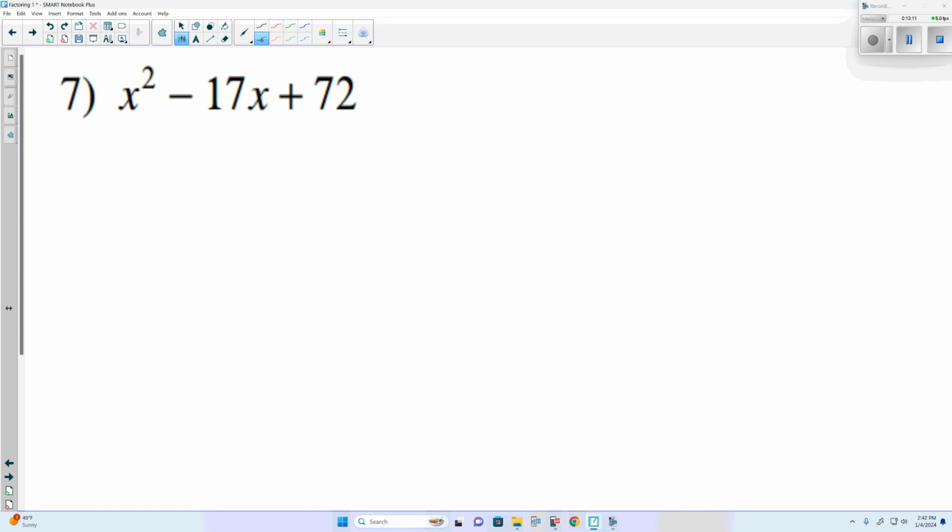We're going to look at this one here next. Greatest common factor first. Is there a greatest common factor for this one here? No. Kind of one of the giveaways that there's not, as well, the number in front of x squared is 1, or there's not a number written. So we'll have our 2 sets of parentheses with 3 spaces.